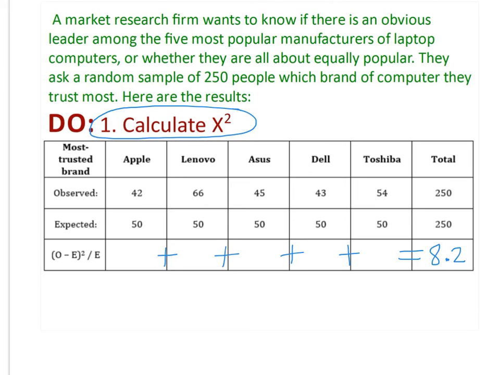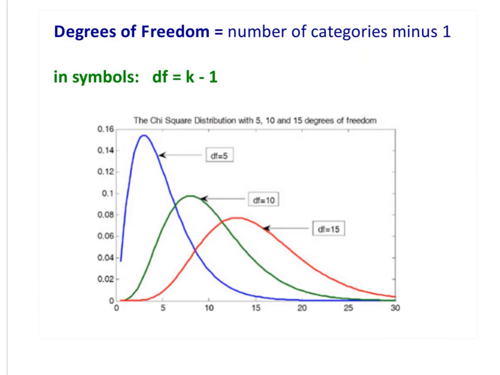The second part of my do step is going to be to sketch the chi-squared curve, and the third step is to find the p-value. So what is chi-squared? Chi-squared looks like these curves. They're very skewed to the right. And to know which row to use on the chi-squared table, I need to find my degrees of freedom.